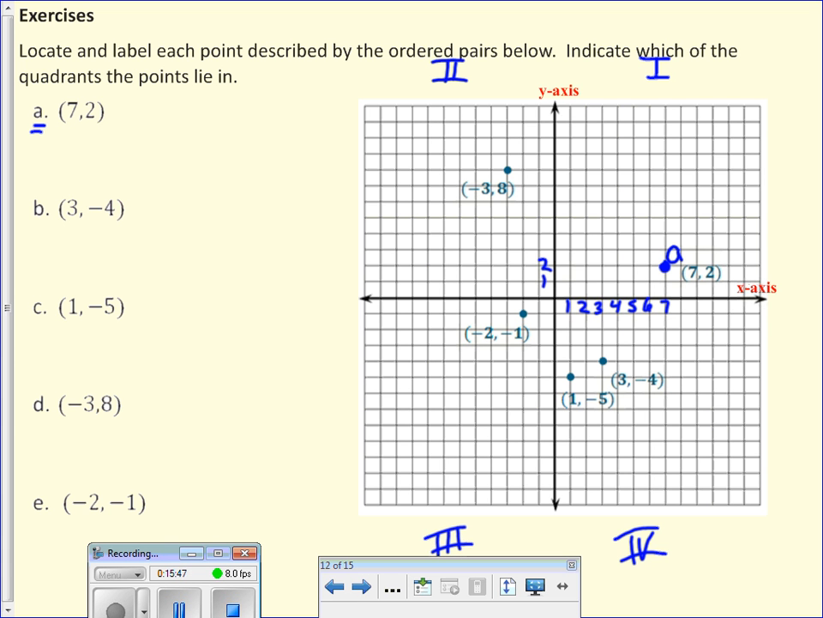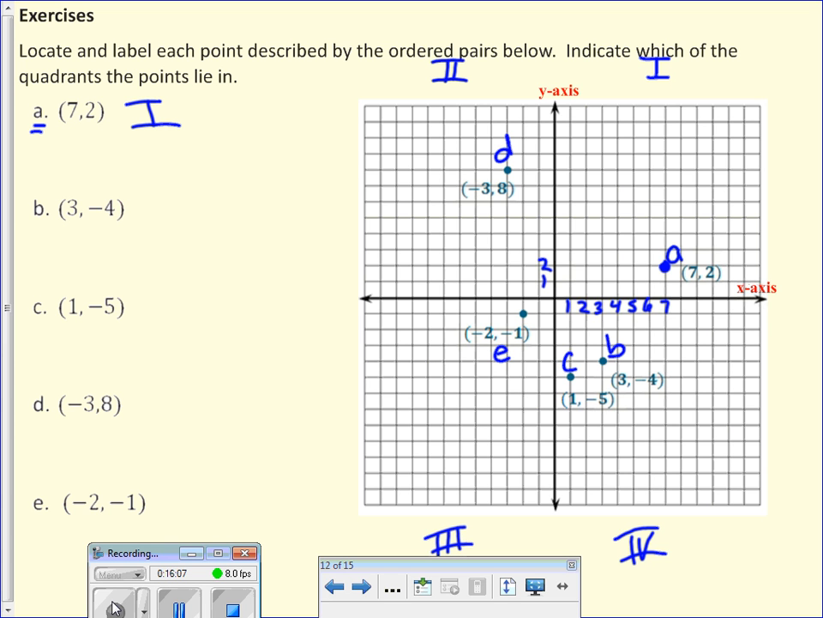But it also wants to know what quadrant it's in. So what quadrant is that? 1. So we're going to come back over here and write quadrant 1. So try B through E on your own. And Ms. Bernstein and I are here. We'll come around and check on you.